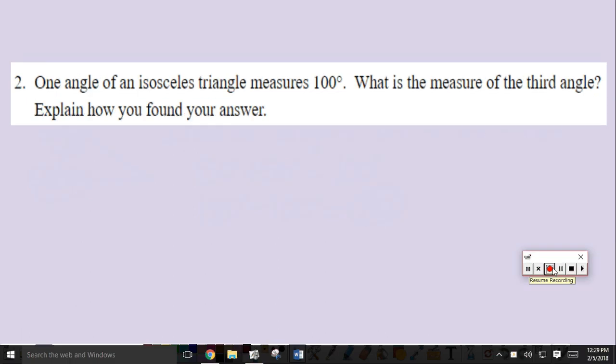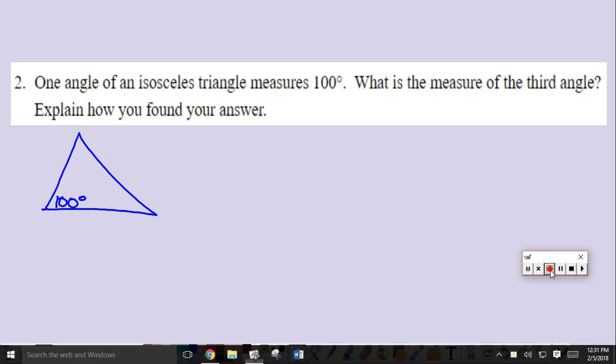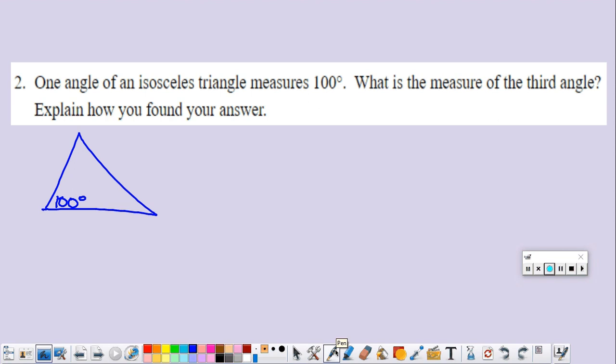Number 2. The angle of an isosceles triangle measures 100 degrees. What is the measure of the second and third angle? Okay, so I want you to draw a triangle again. This interior angle measures 100 degrees this time. Okay? So with your table group, I want you to decide. So, how did your table group decide to solve this, middle table? What'd you do? 180 minus 100 equals 80 degrees.